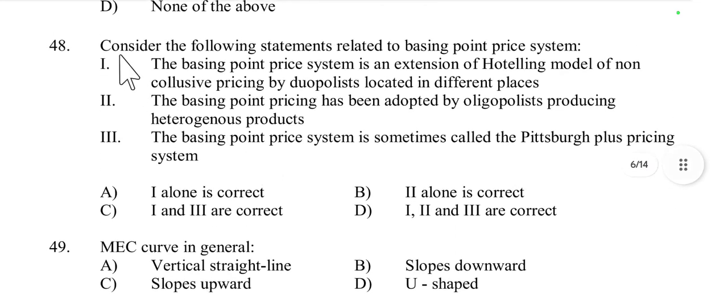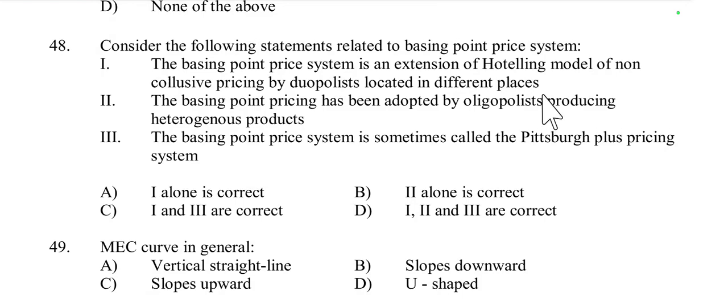Then question 48, consider the following statement related to basing point price system. First one is the basing point price system is an extension of Hotelling model of non-collusive pricing by duopolists located in different places. Yes, this is true, because the basing point price system is an extension of Hotelling model of the non-collusive price of duopolists located in different places.